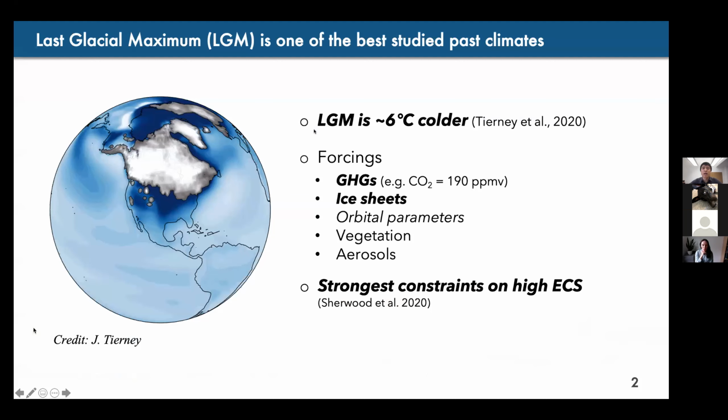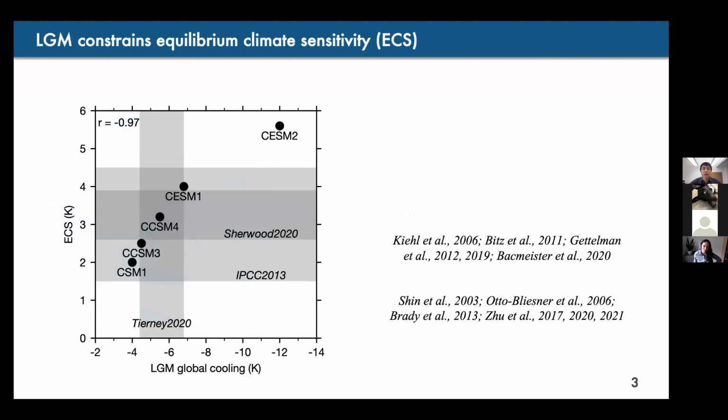The last glacial maximum is one of the best studied past climates, and through the years, we have gotten better and better understanding of it. The latest estimation is that the LGM is 6 degrees C colder than the pre-industrial. The global cooling is primarily caused by changes in the greenhouse gases and ice sheets, and it's thought to provide the strongest constraints on the high ECS. So one straightforward way to use LGM to inform climate sensitivity is through performing paleoclimate simulations.